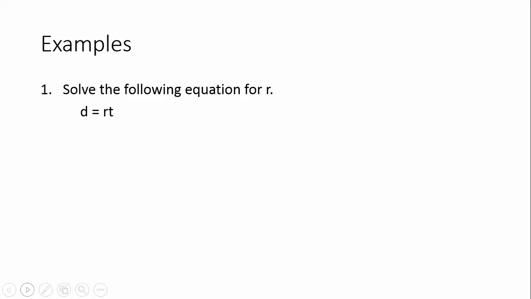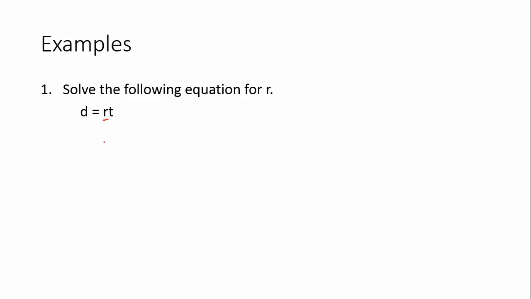So for our first example, we need to solve the following equation for r. What we have here is d equals r times t. What you want to remember when you are trying to rearrange an equation to solve it for a different variable is it's really not any different than just solving an equation. But instead of using addition and subtraction of numbers, we're actually going to be using addition, subtraction, multiplication, and division of variables. So here we have d equals rt, and we are asked to solve the equation for r.